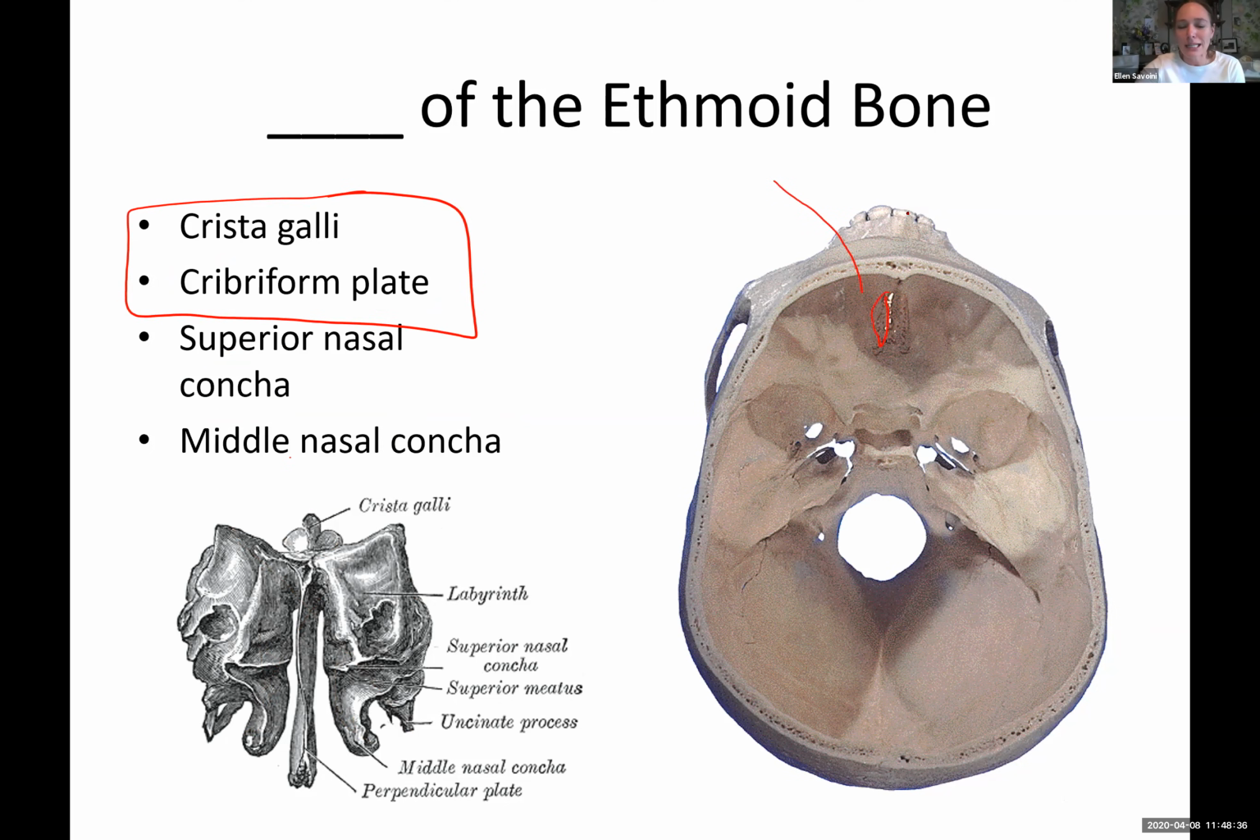I always think it looks like, I mean, it's kind of an old-fashioned game, but I still like it, a cribbage board. Do you remember cribbage? It's like a little piece of wood with holes in it that you put little pegs in. I always think the cribriform plate looks like a cribbage board. So that's how I remember it. So you have a cribriform plate on this side and you have a cribriform plate on the other side. Who can tell me what the purpose of this plate is above the nasal cavity with holes in it?